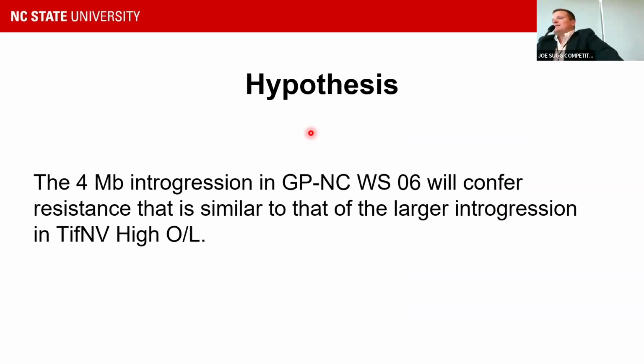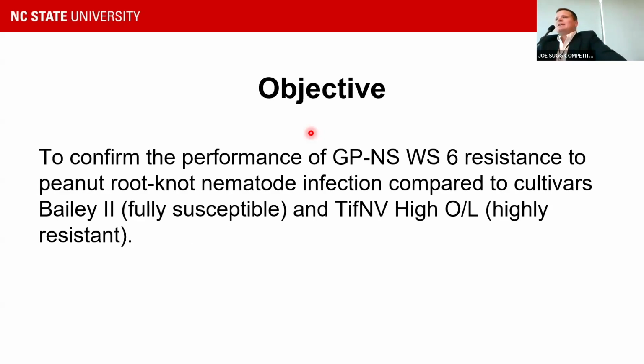So with that, our hypothesis for our test is that our 4 megabase pair integration in GP-NC WS6 will confer resistance similar to the larger integration that you'll see in a line such as TIFF-NV. And our objective goes along with this hypothesis: to evaluate the performance of our GP-NC WS6 line's resistance to peanut root knot nematode infection compared to a cultivar such as Bailey 2, which is known to be fully susceptible, and to the TIFF-NV line, which is shown to be highly resistant.